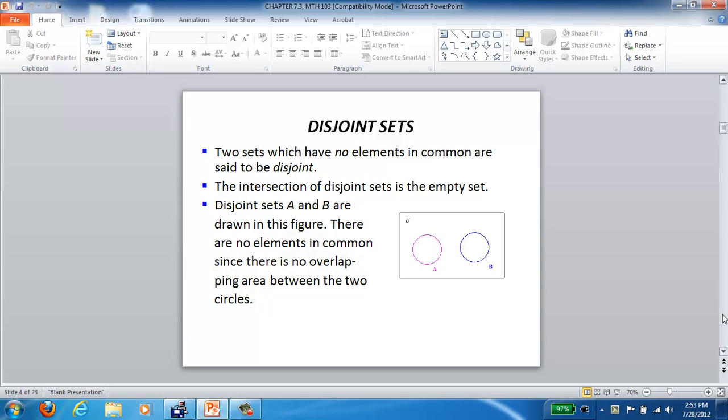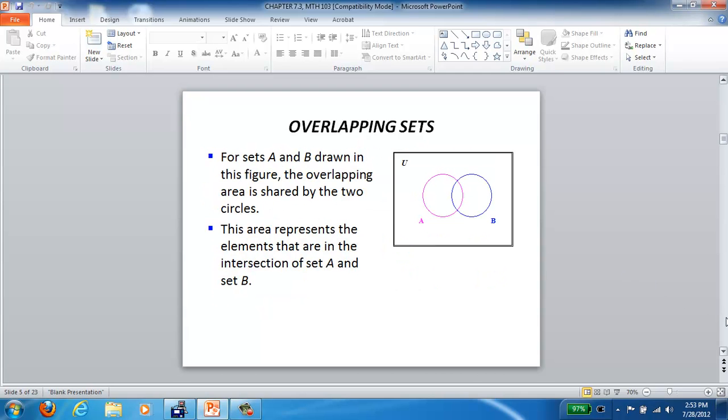First of all, we may have disjoint sets. Two sets that don't have any common elements are said to be disjoint. Here you have two sets that don't have any common area. In this case, since there's no overlapping, the intersection between the two sets will be 0. They don't have anything in common. In this case we have overlapping sets, and this is the common area. This area represents the elements that are in the intersection of set A and set B.